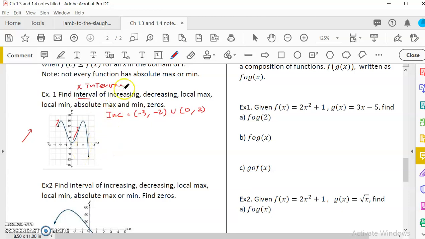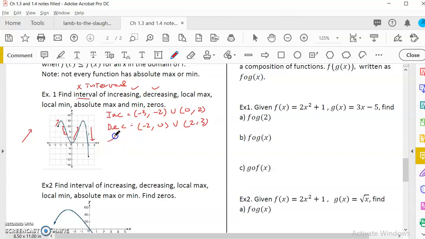Okay. Decreasing interval is obviously this one, right? This kind. So this is from x equal to -2 to 0, and also from x equal to 2 to 3. So we get these two.